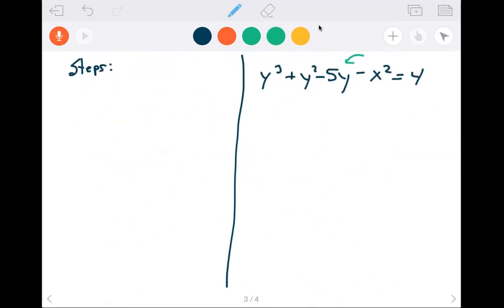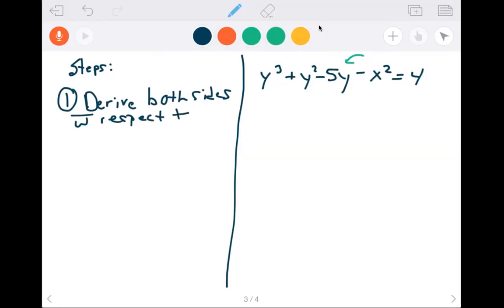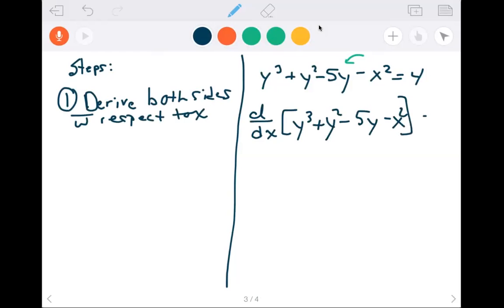Our implicit differentiation steps are, number 1, we're going to take the derivative of both sides with respect to x. So I'm going to go over here and take the derivative with respect to x of y cubed plus y squared minus 5y minus x squared. And that'll be the derivative with respect to x of 4.